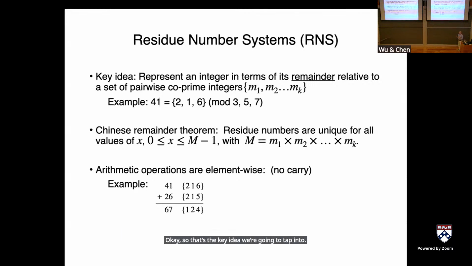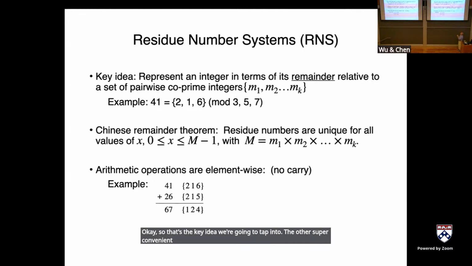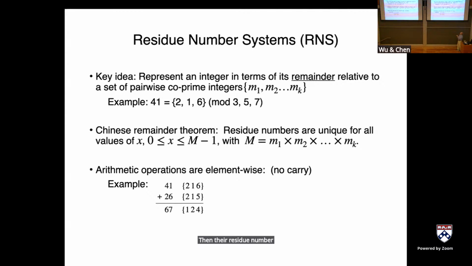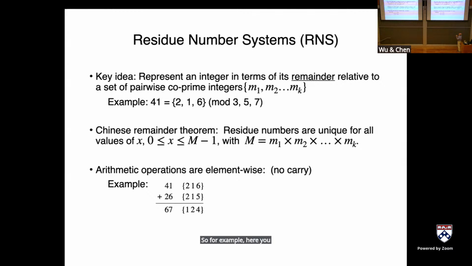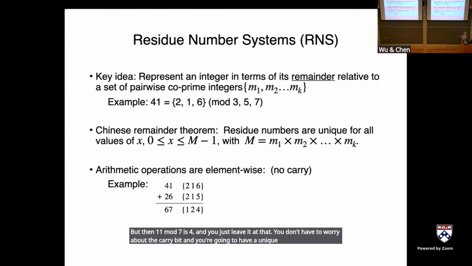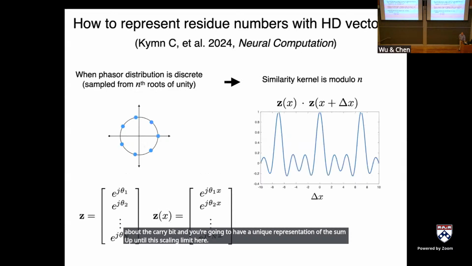The other super convenient and useful property for our purposes here is the fact that arithmetic is carry-free in this system. If you want to add two residue numbers, their residue number representations simply add element-wise, and there's no carry operation. For example, here you would just add 6 and 5, and the answer is 11, but then 11 mod 7 is 4, and you just leave it at that. You don't have to worry about the carry bit, and you're going to have a unique representation of the sum up until this scaling limit. So that's what we're going to tap into here.